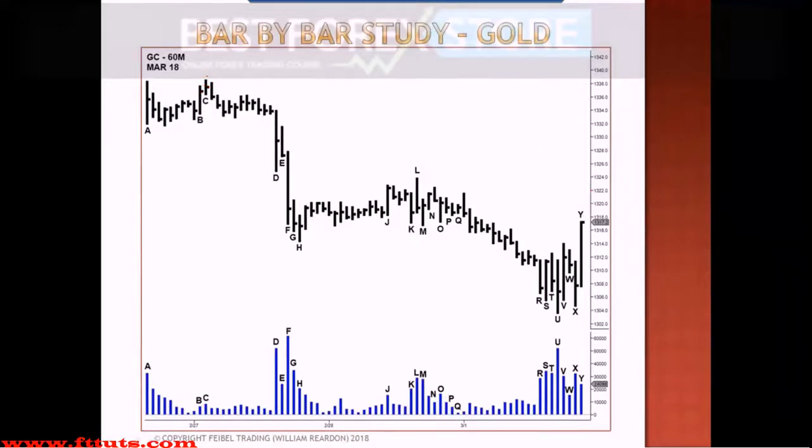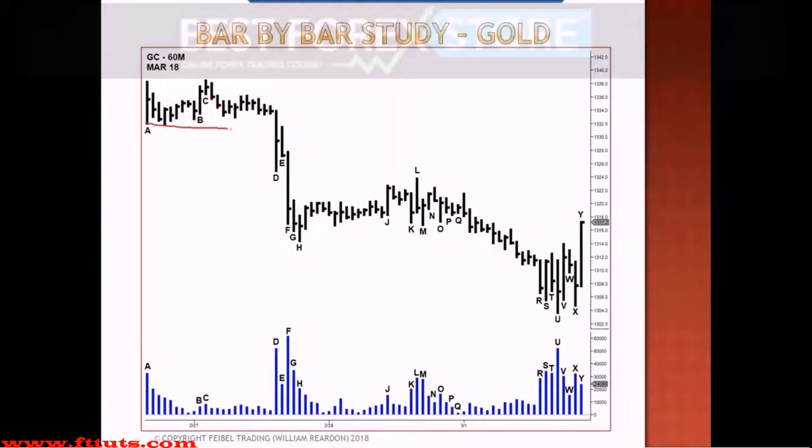But anyhow, bar C is effort versus result. We can see with higher volume, with smaller spread, we make no upside progress to speak of, so we know that it is riddled with selling. We then slowly fall. For the next 12 hours, and then boom, we break via D.